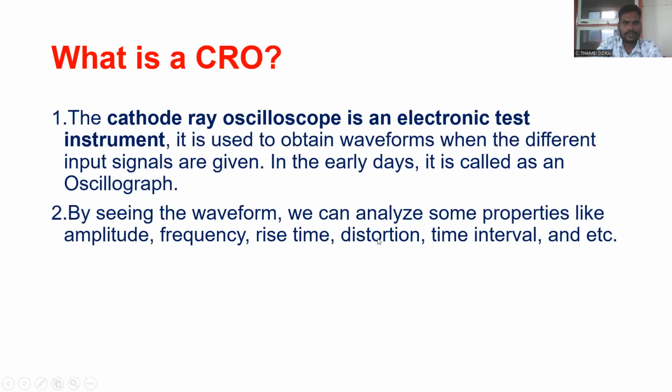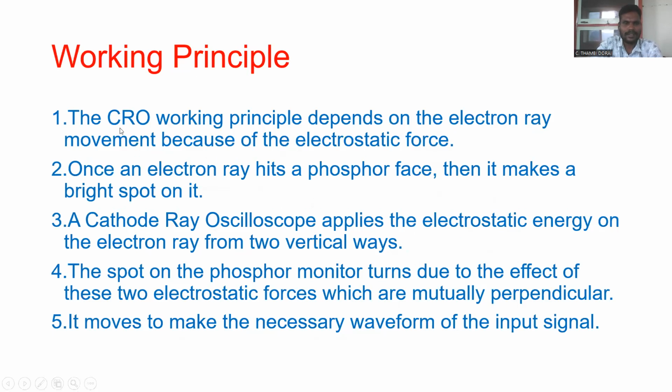Next, working principle. The CRO working principle depends on the electron ray movement because of the electrostatic force. Once the electron ray hits a phosphor face, it makes a bright spot on it. A cathode ray oscilloscope applies electrostatic force on the electron ray from two pairs of plates. The spot on the phosphor screen moves due to the effect of these two electrostatic forces, which are mutually perpendicular. It moves to make the necessary waveform of the input signal.